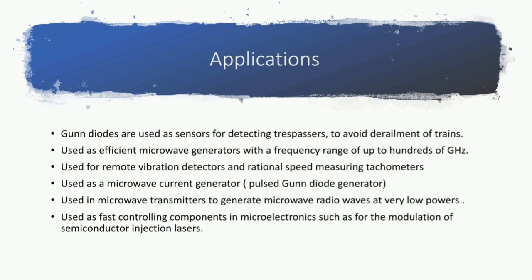Gunn diodes are also used for remote vibration detectors and rotational speed measuring tachometers. They are also used in microwave transmitters to generate microwave radio waves at very low powers. Along with that, they are also used as fast controlling components in microelectronics, such as for the modulation of semiconductor injection lasers. And that was the end of the video on the topic Gunn diode.